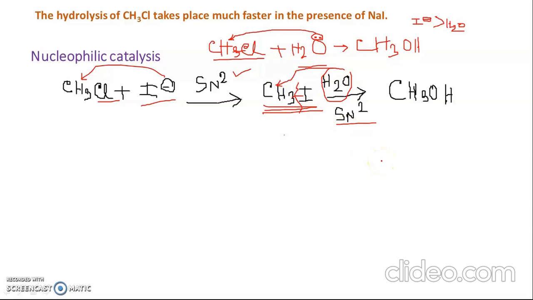So basically here sodium iodide is acting as a nucleophilic catalyst. Why is it catalysis? Because it is increasing the reaction rate. And why nucleophilic catalysis? Because I minus is acting as a nucleophile in the first step. So that is why this process is known as nucleophilic catalysis. Though our final product in both cases is the same, the reaction rate will be high if you are doing the reaction in the presence of sodium iodide.